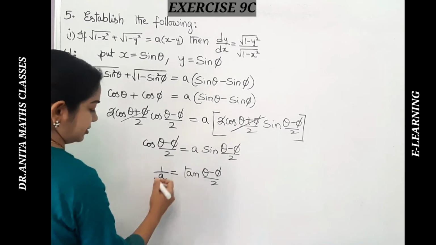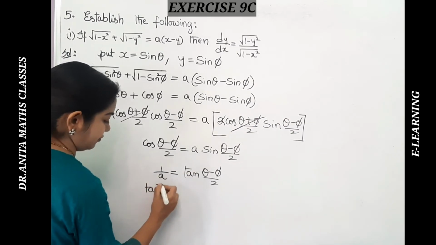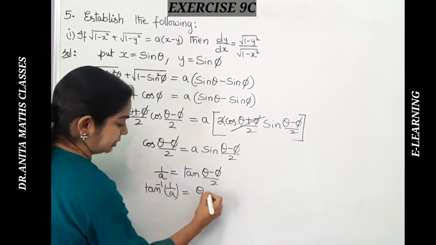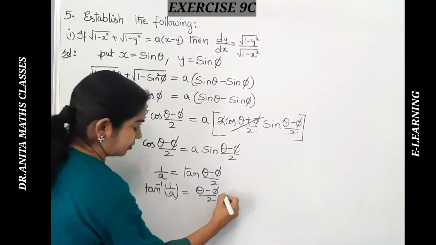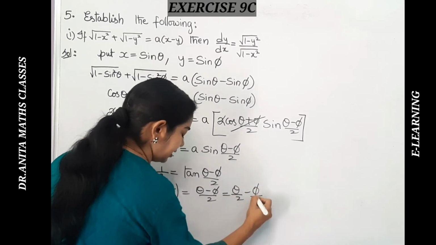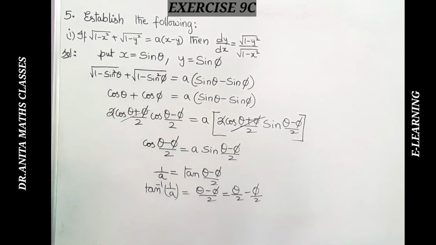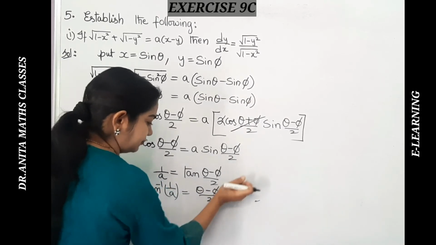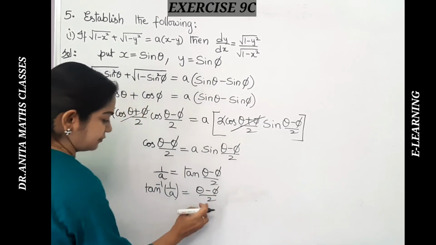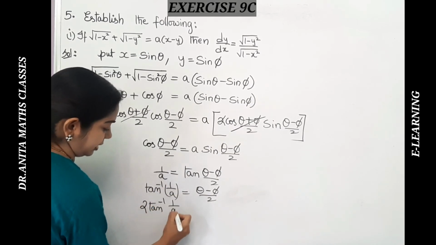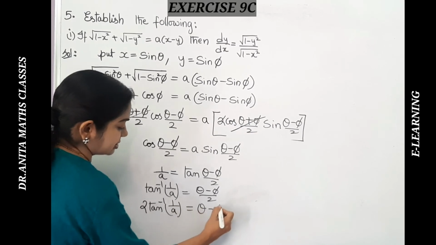Now bring this tan to this side. This becomes tan inverse of 1 by a equals theta minus phi by 2. We can also write it as theta by 2 minus phi by 2. Bring it to one side. So the 2 we can shift to this side. This becomes 2 tan inverse of 1 upon a equals theta minus phi.